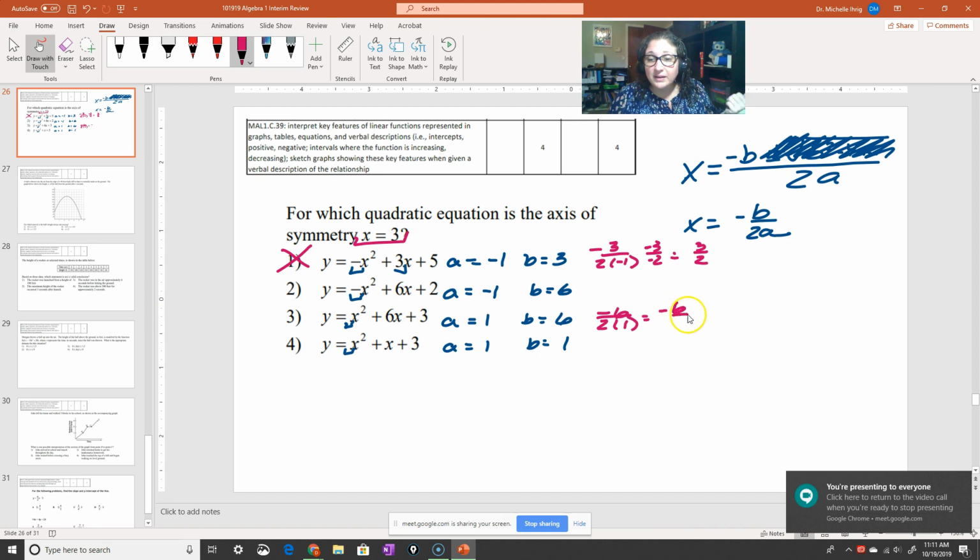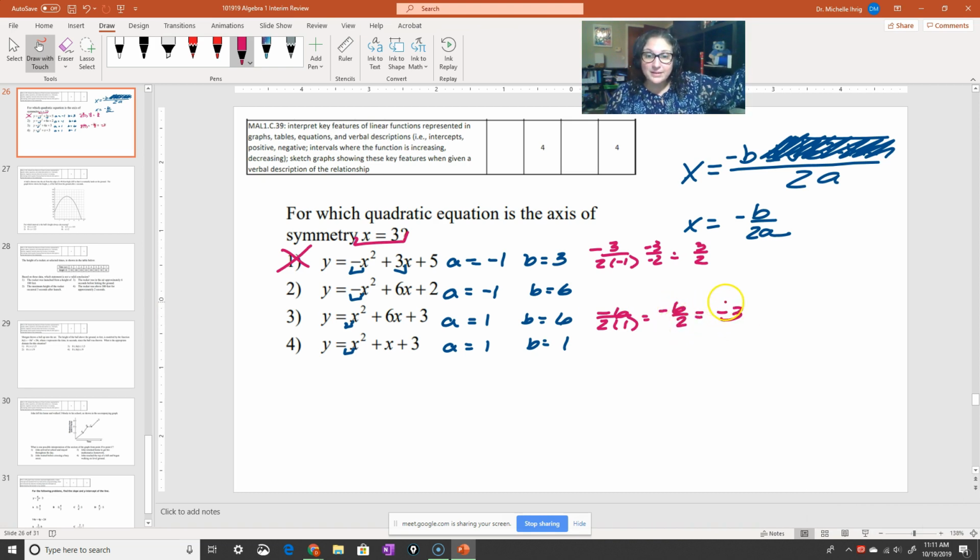So I've got the opposite of b, which is -6, divided by 2 times my a, which is 1. This gives me -6 divided by 2, which is -3, but I'm looking for +3, so that doesn't help. Let's look at the top one.